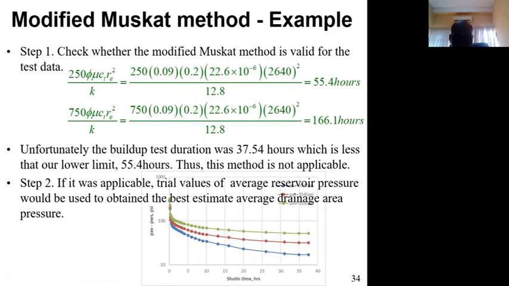So one of the things you could do is to check whether the Muskat method is valid for your own test data. What was done here was simply to substitute the porosity in our question, viscosity, compressibility factor, the reservoir extent, permeability, and this gives a lower bound of 55.4 hours. Unfortunately, our test duration is 37.5 hours, which is less than our lower limit. So it's unlikely that this method will be applicable.